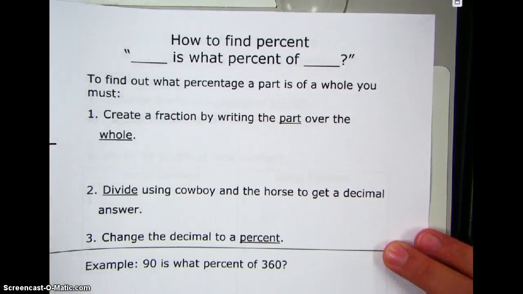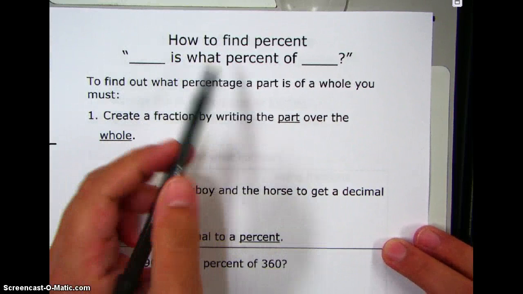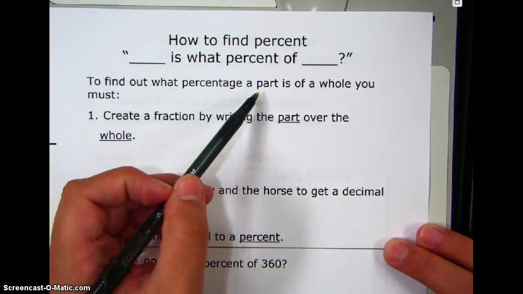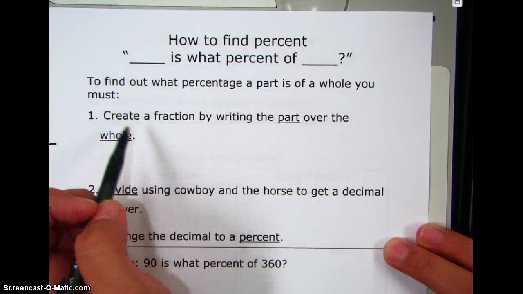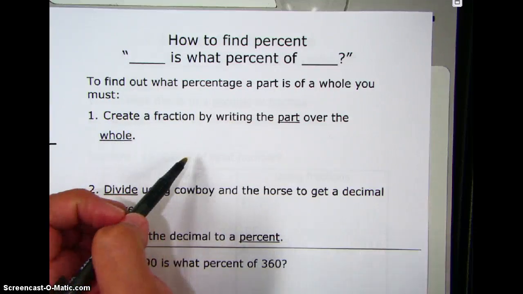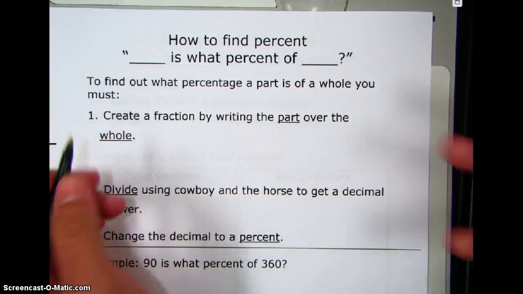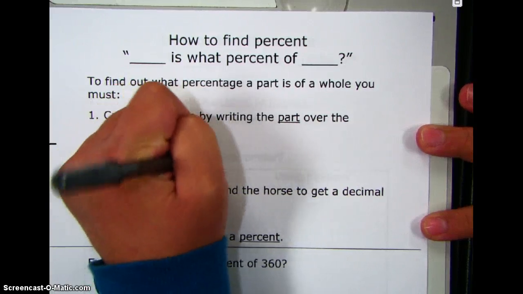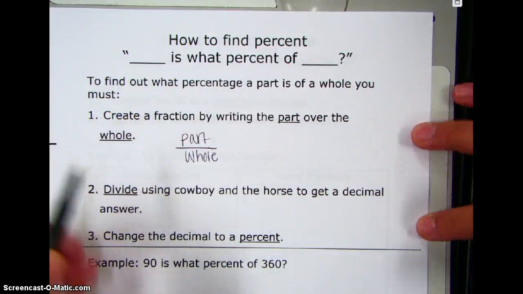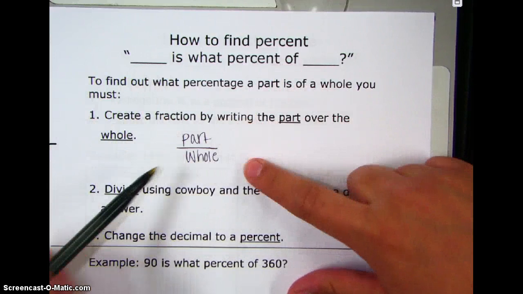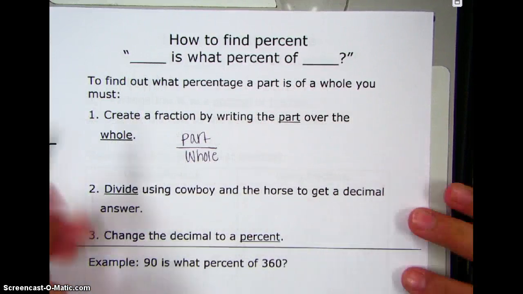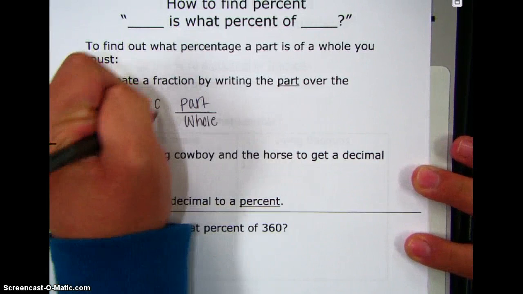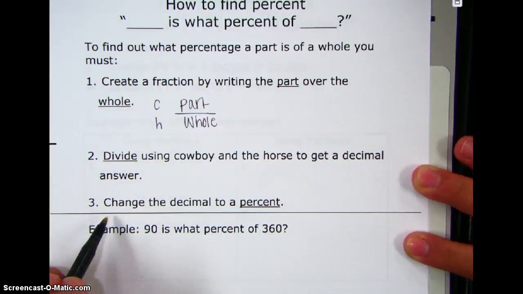So how to find percent. Blank is what percent of blank. So to find out what percentage a part is of a whole, you must first create a fraction by writing the part over the whole. Remember that fractions are part to whole ratios. So that's why we always take our part in the situation and write it over our whole. Then we divide using Cowboy and the horse, okay, to get a decimal answer.